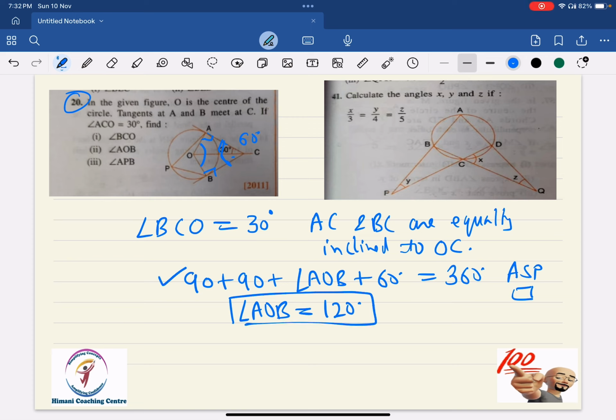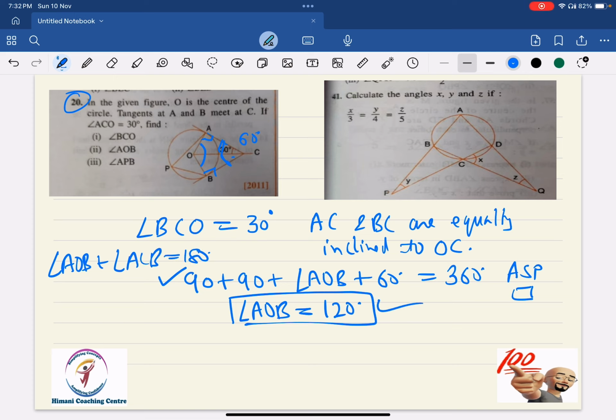Okay, we can just do this. You might need to show this step in the exam, because if it is more than one marker, they would want to see the step. That's why I just did that. Otherwise, we can directly say angle AOB plus angle ACB equals 180 degree and write this.